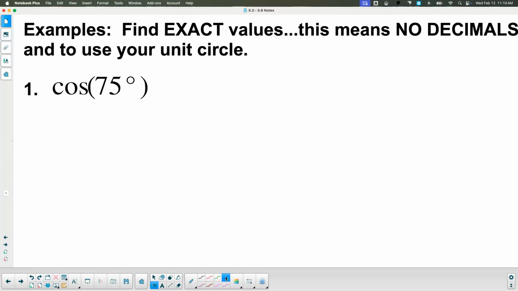So this could be the cosine of 45 degrees plus 30 degrees. Give me a subtraction one. Two unit circle angles that subtract to be 75. 135 and 60.